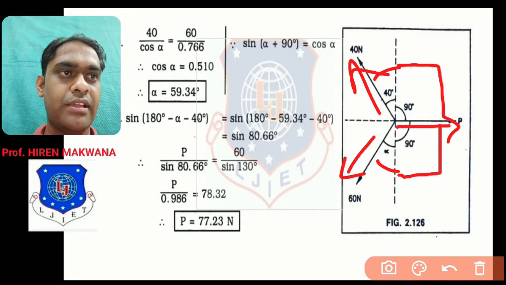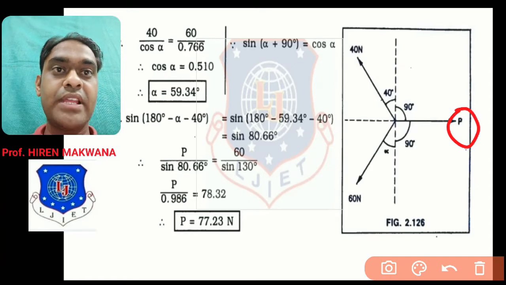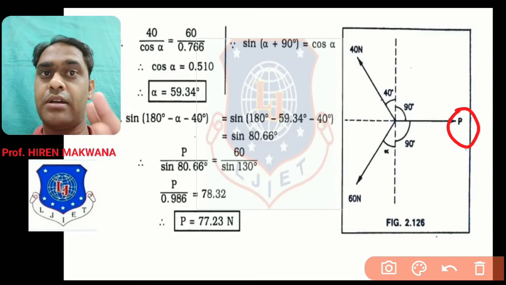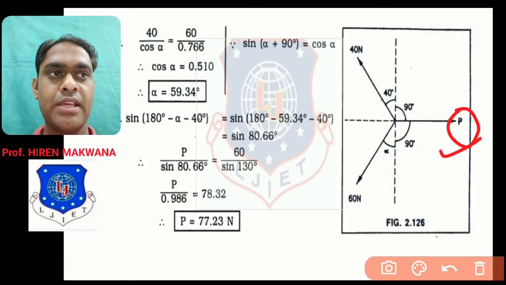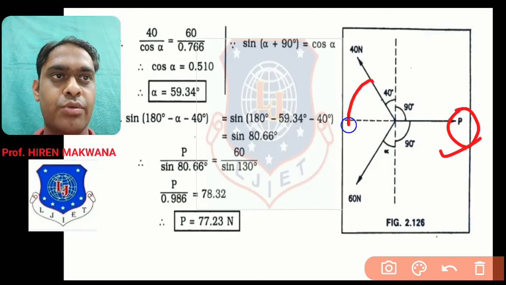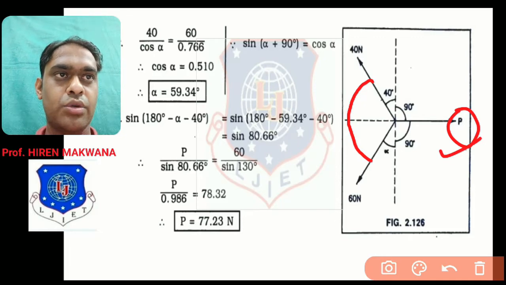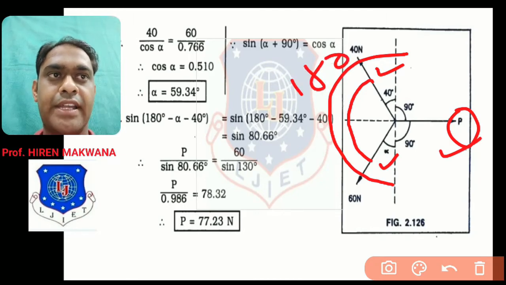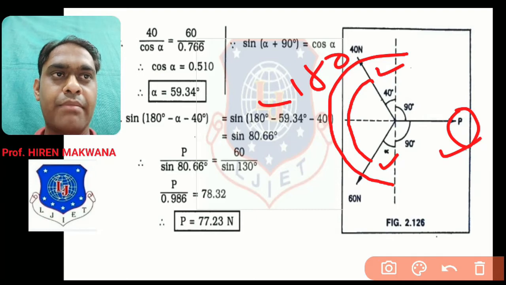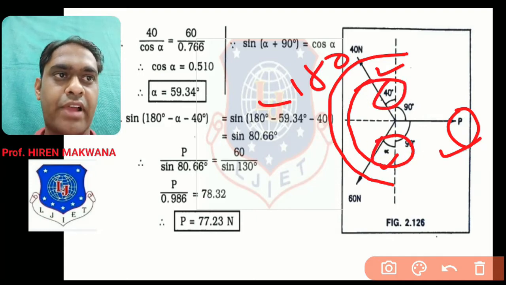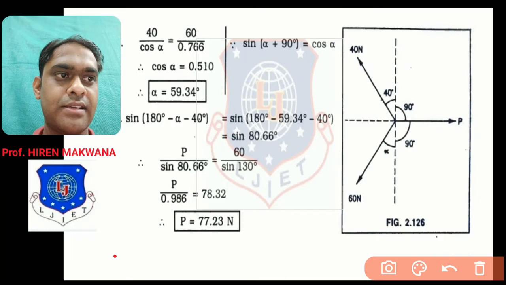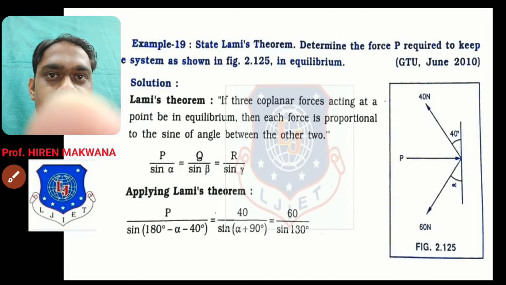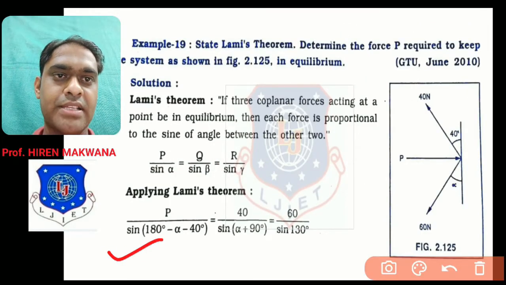Now if you are taking force P, then what will be the angle? According to Lami's theorem, the angle between the other two forces. So this is the force P. So for the other two forces we have to calculate this angle. If this total angle is 180, then this 40 and alpha should be subtracted from this 180. So the angle will be 180 minus 40 minus alpha. This is the Lami's theorem formula. Yes, it is P upon sine of (180 minus alpha minus 40). So the first force is complete.